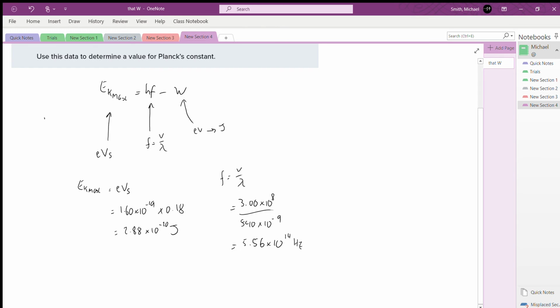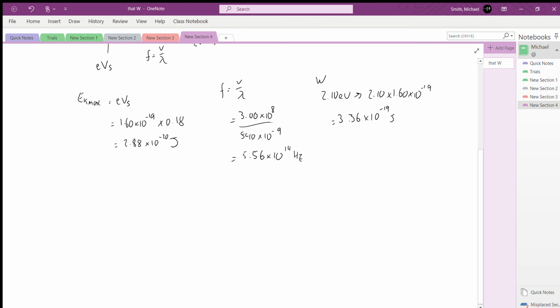And finally our work function, 2.1 electron volts goes to 2.1 multiplied by the charge of an electron to turn it into joules, and that ends up being 3.36 times 10 to the power of minus 19 joules. And now all we have to do is substitute these values into our rearranged version of the photoelectric effect formula.